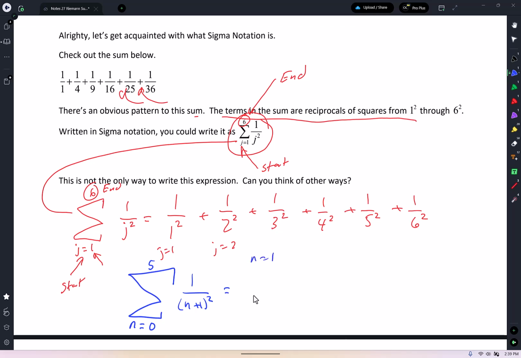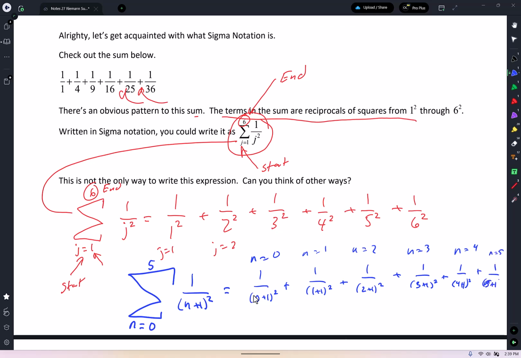If n equals 0. Sorry, I got to start at 0. If n equals 0, I get 1 over 0 plus 1 squared. Plus, if n equals 1, I get 1 over 1 plus 1 squared. Plus, if n equals 2, I get 1 over 2 plus 1 squared. Plus, if n equals 3, I get 1 over 3 plus 1 squared. Plus, if n equals 4, I get 1 over 4 plus 1 squared. And finally, if n equals 5, I get 1 over 5 plus 1 squared.